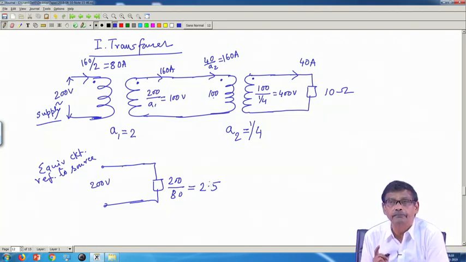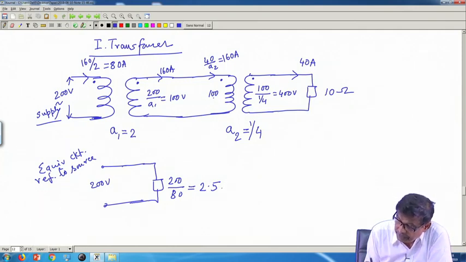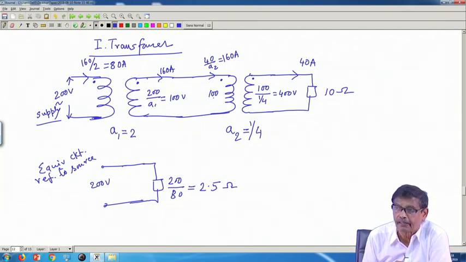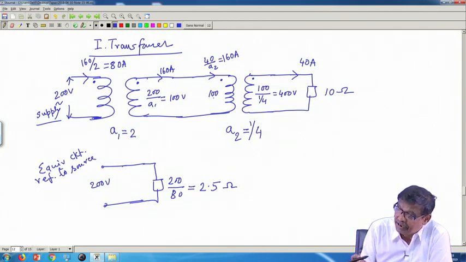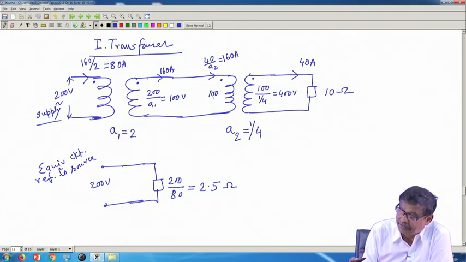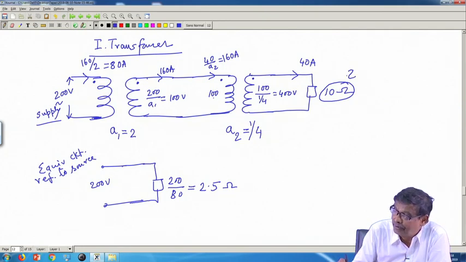It is coming, 2.5 ohm. You see, I will now do what? This 10 ohm to this source, I will try to get back this same result. This is the original Z load.